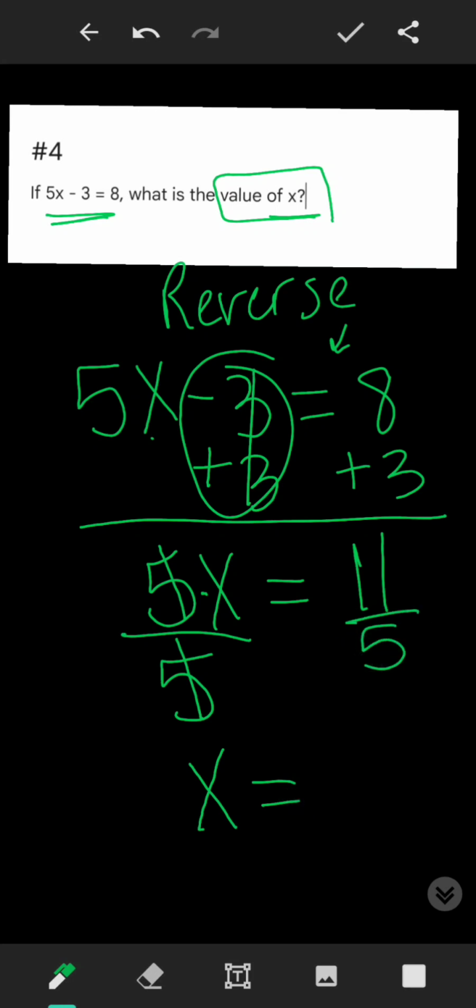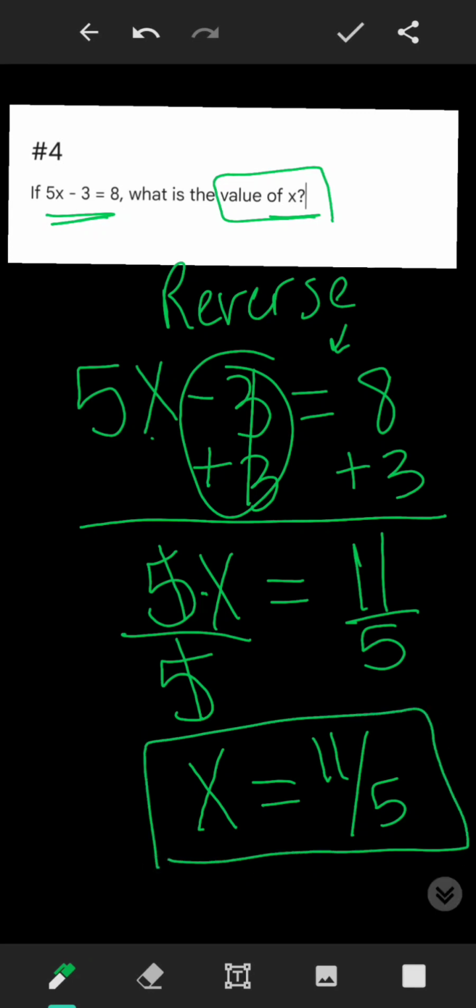Have to divide by 5 on that side as well. It does not reduce down. That is as far as it goes. So the value of x is 11/5.